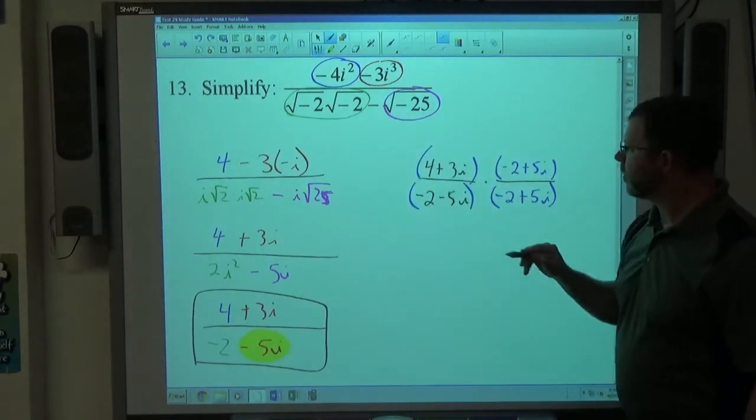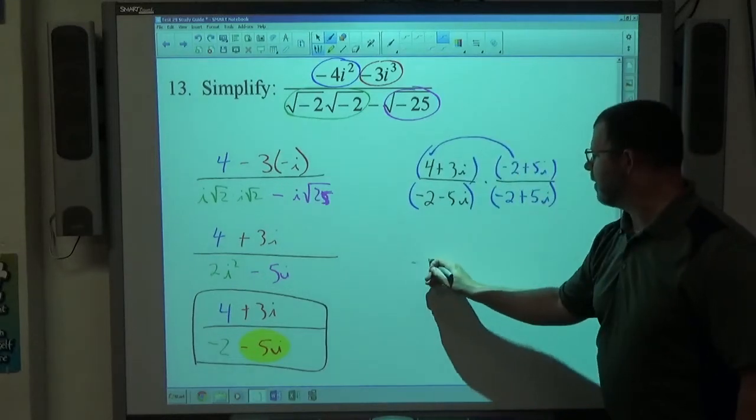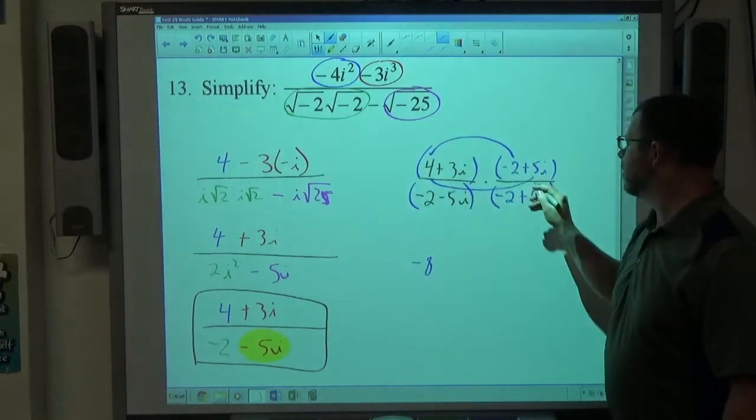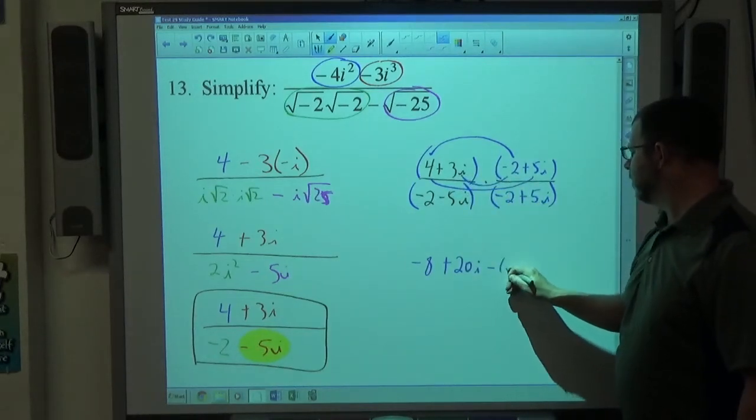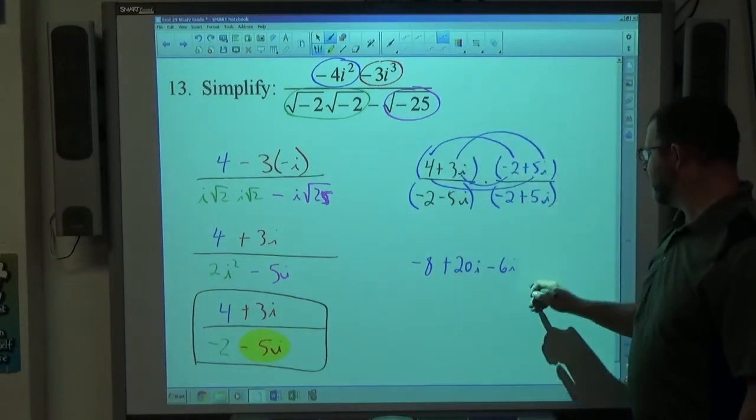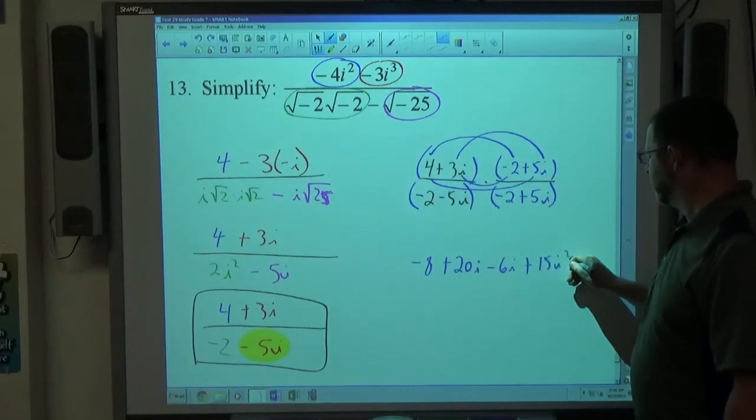On top it's FOIL. 4 times negative 2 is negative 8. 4 times positive 5i is positive 20i. 3i times negative 2 is negative 6i. 3i times 5i is positive 15i squared.